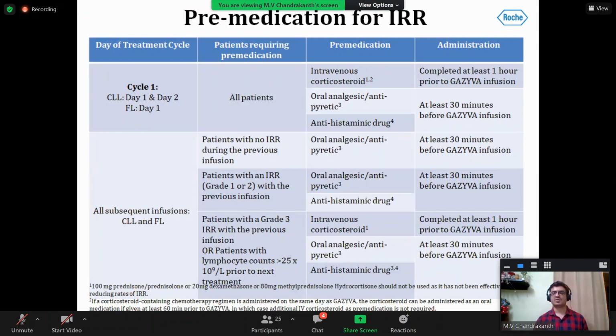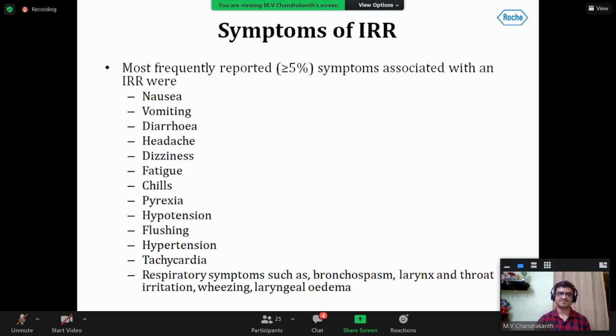And if there are no IRRs in the first cycle, then we can completely avoid antihistaminics and corticosteroids. We can only give analgesics or antipyretics 30 minutes before. If it is grade 1 or grade 2 before, then we must include an antihistaminic and an antipyretic 30 minutes before. And if there was a grade 3 IRR or you have a higher lymphocyte count of about 25,000, in those patients, we must be giving intravenous corticosteroid 1 hour before and 30 minutes before antipyretics and antihistaminics.